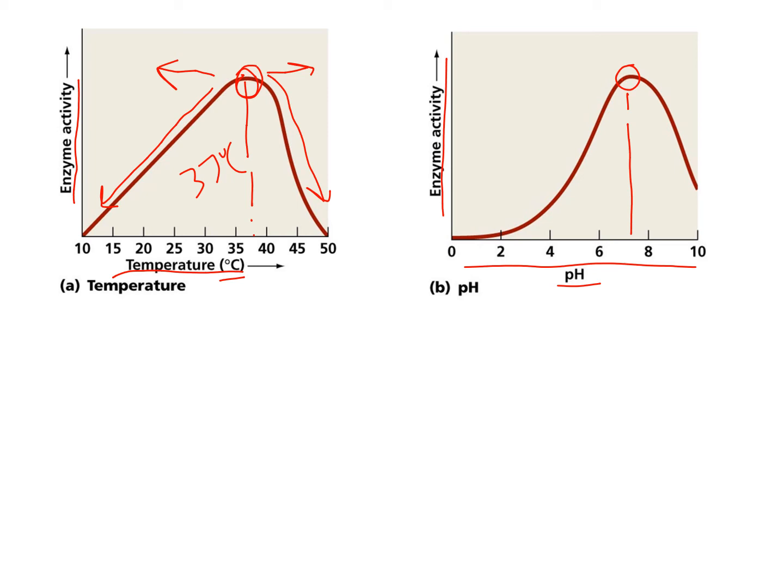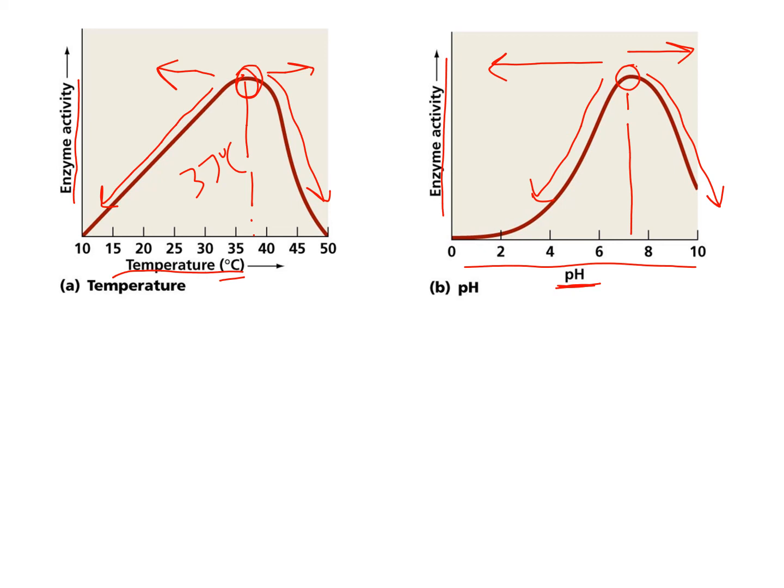Remember, 7 was neutral. And again, similar to temperature, as you increase pH away from the optimal pH, you get a decrease in enzyme activity. And as you decrease pH, you also get a decrease in enzyme activity. And that's because changing the concentration of hydrogen ions will have an effect on the hydrogen bonding, which again relates to the structure of the enzyme. If you alter the structure of the enzyme, then the enzyme can't function.